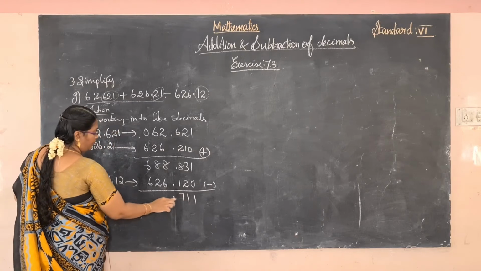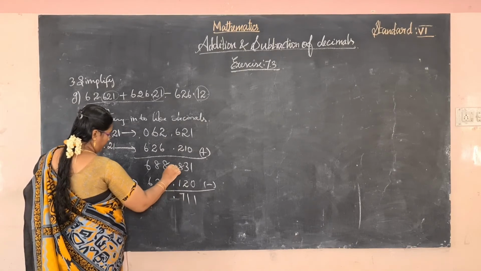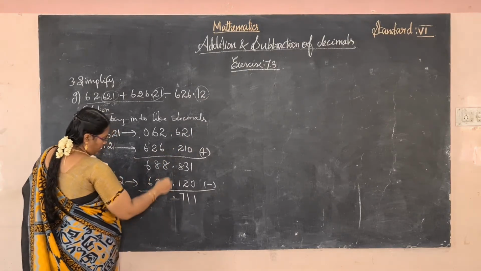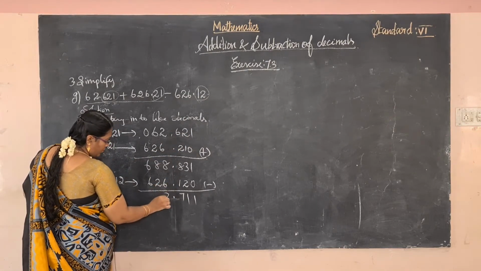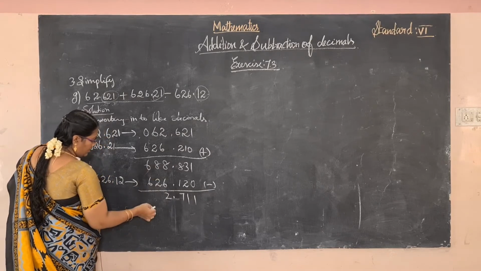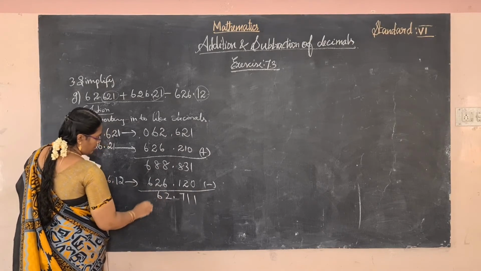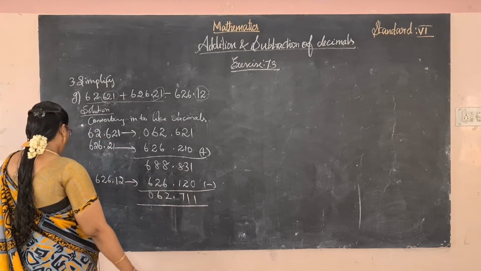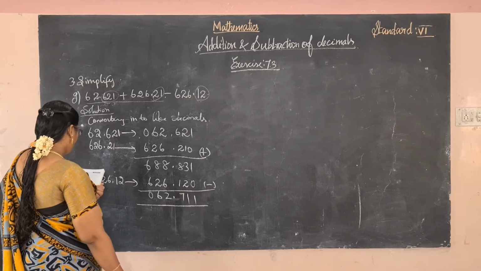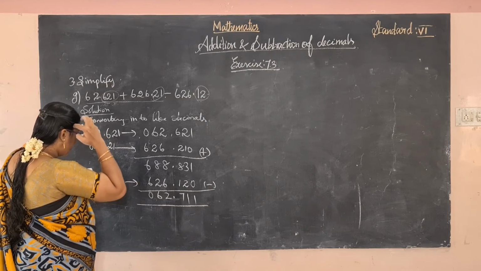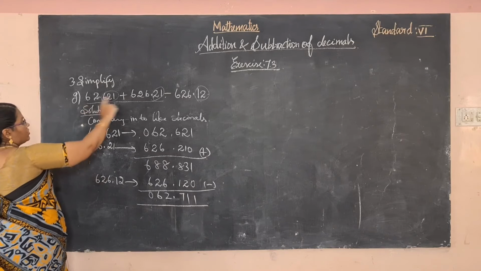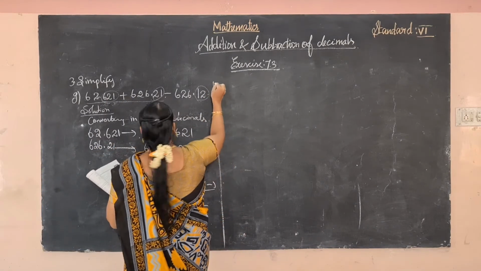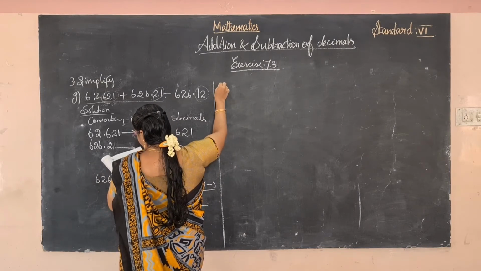Put the decimal. Write in the proper column. Okay. Right. 8, 2. Okay. 8 minus 2, 6. Here 0. What do we get finally? 62.711. 711. Write this question equal to, and write the answer. Okay. Done.